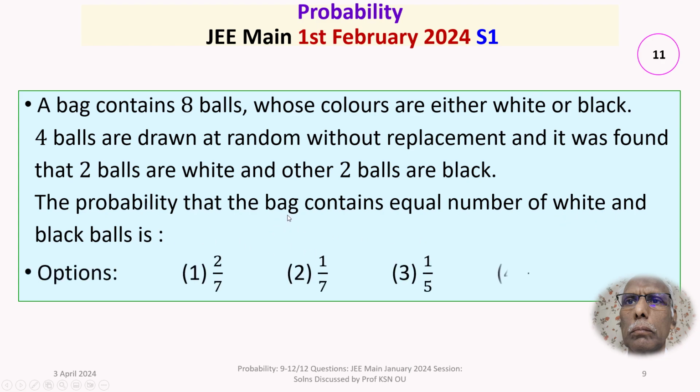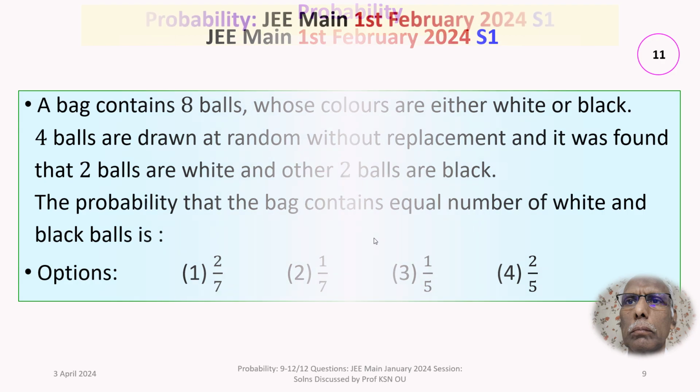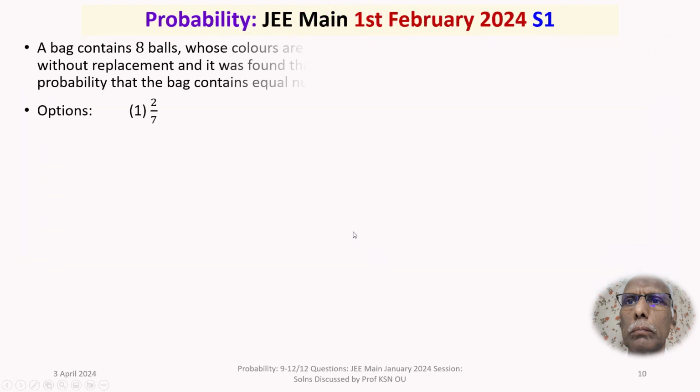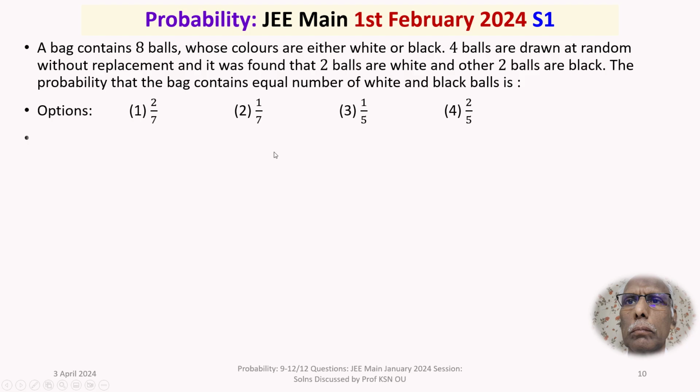So when the bag has equal number, 4 white and 4 black balls, and you draw 4 balls out of it without replacement, and the outcome is 2 balls are white and 2 balls are black, the probability you have to find out in this case. Agreed. Let's now discuss the solution of the problem in detail. Given the bag has 8 balls, the balls are either white or black.